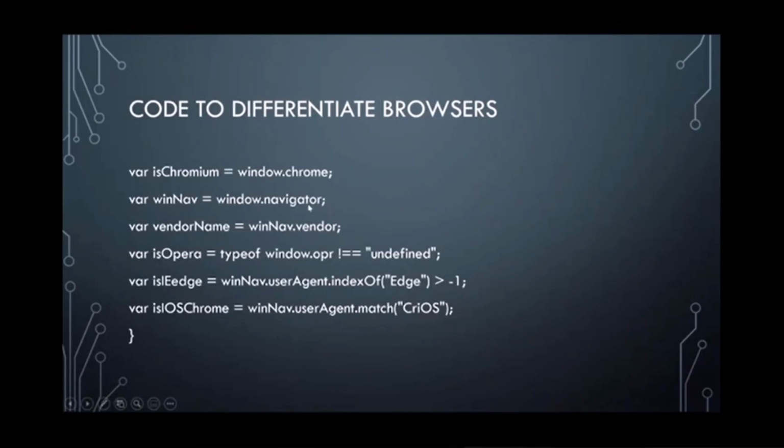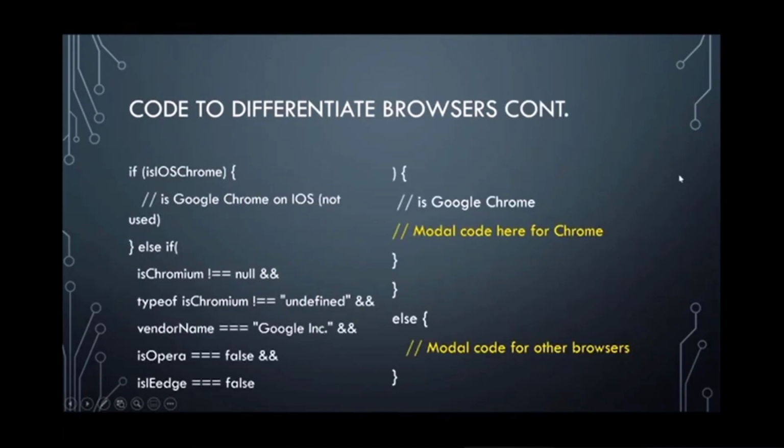So this is looking at Chrome, Navigator, the vendor name, if it's Edge, if it's iOS Chrome, other different browsers you might be using. And then in here, I have some if statements. If it's Chrome on iOS, I didn't use this one, so I did else if, looking at those different variables just created, basically saying, if it is in Chrome, I'm going to use the specific code that will help in Chrome instead. And for the other ones, I'll just use the code that I had just shown you that will work in the other browsers.